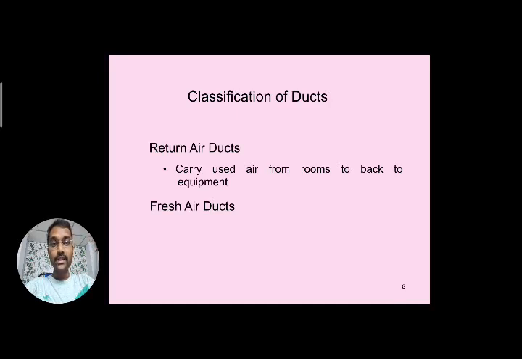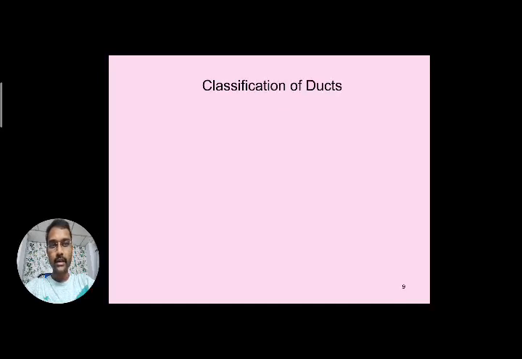Next one is fresh air ducts. These are specially made supply ducts. Only fresh air goes through these ducts, carrying the outside atmospheric air directly through the fresh air ducts.